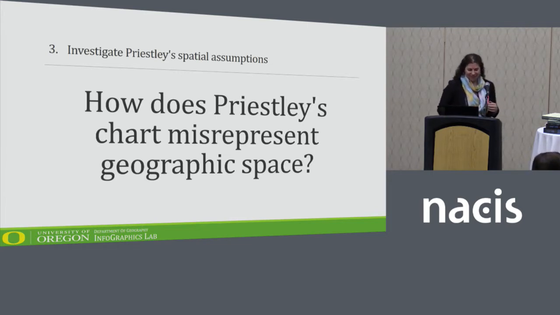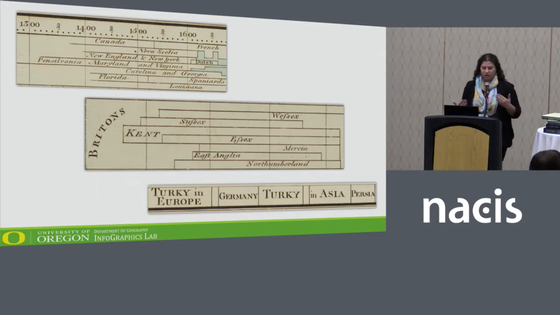So we're going to start there and talk about what happens if we make it a map and how does Priestley misrepresent geographic space. So first, let's talk about what are these places. If we zoom in very closely, we can see that section of the Americas, which we're in now. Most of these places I think we would know. I think a lot of people in this room, this is NACIS. We were in Montreal last year. We know where Canada is, right?